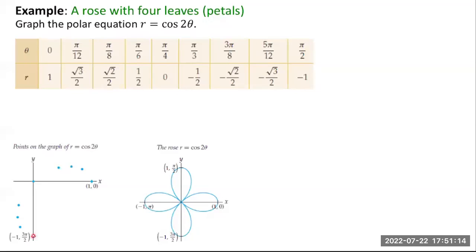Notice that this point is minus 1 comma 3 pi over 2, but it is the same point as minus 1 comma pi over 2, because when you take pi over 2, the angle is here. If your r is negative, you have to go in the opposite direction, 1 unit down. Okay, so this point is the same as minus 1 comma pi over 2.